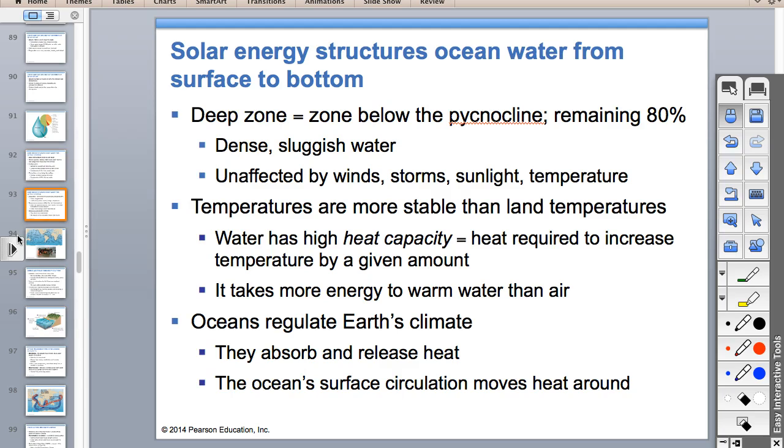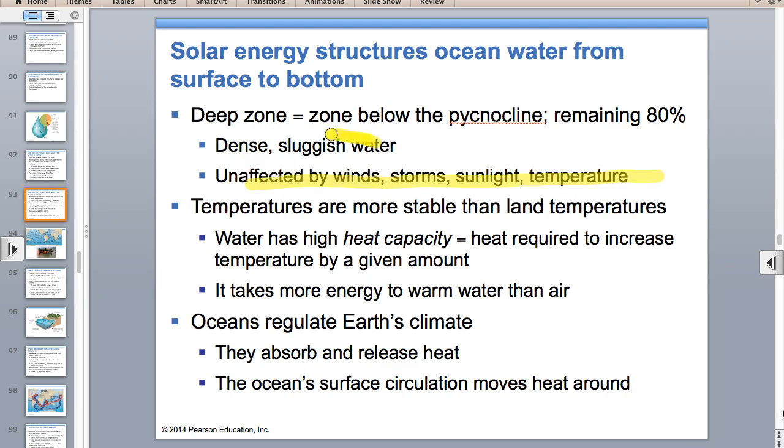It's dense, sluggish water. It's not affected by winds. It's not affected by temperature. It doesn't matter where you are. It's all the same.